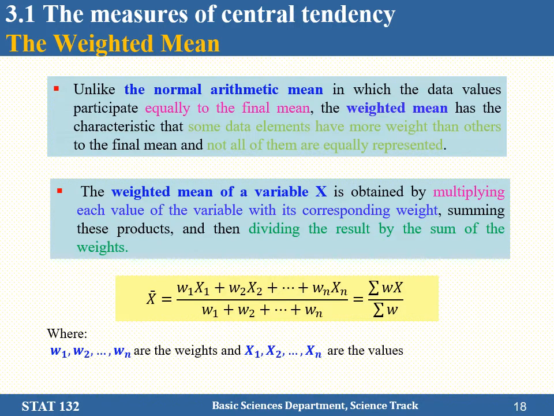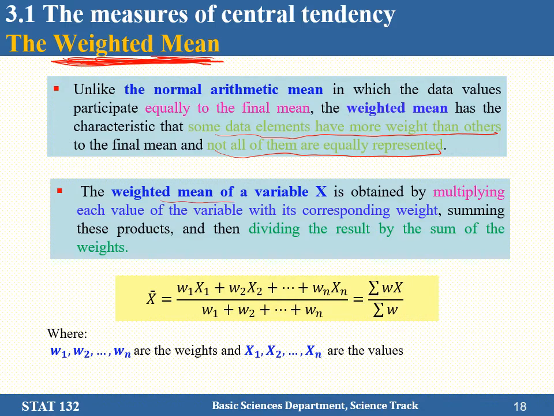Now, what was the weighted mean? Sometimes in raw data, when you try to write the frequencies, you look at the repeated values. But in some cases, we do not have repeated data values, but we assign a weight for each value. Some data elements will have more weight than the others, and not all of them are equally represented. It's not happening all the time. We will see in which case we have weighted mean.